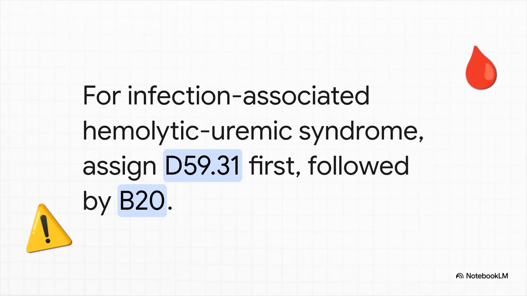Speaking of edge cases, there's actually a fascinating sequencing rule here. Generally, when a patient is admitted with an HIV-related condition, B20 is reported as the principal diagnosis, right? Followed by the codes for whatever the associated conditions are. But there is one very rare exception: hemolytic uremic syndrome associated with HIV disease. If that is the reason for admission, you actually assign code D59.31, infection-associated hemolytic uremic syndrome, first, and then you follow it up with B20 as secondary.